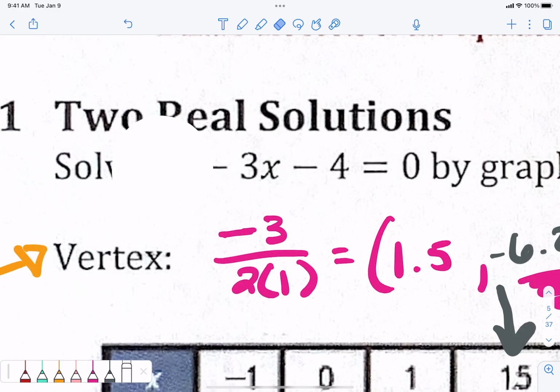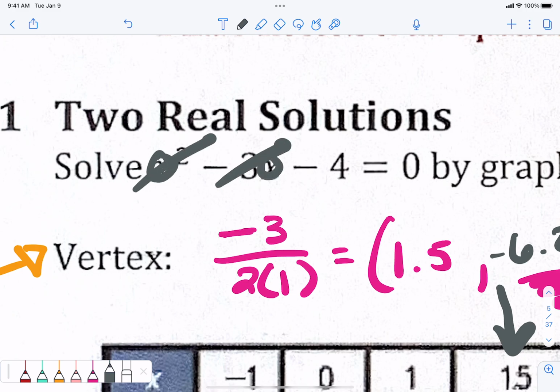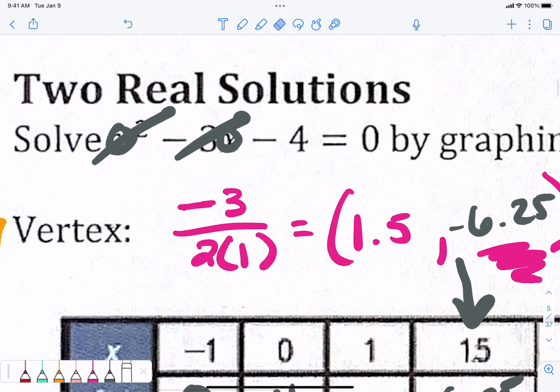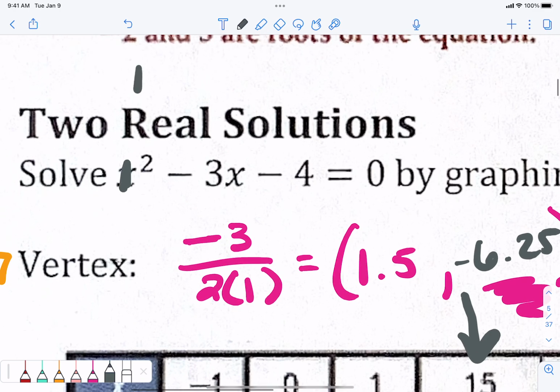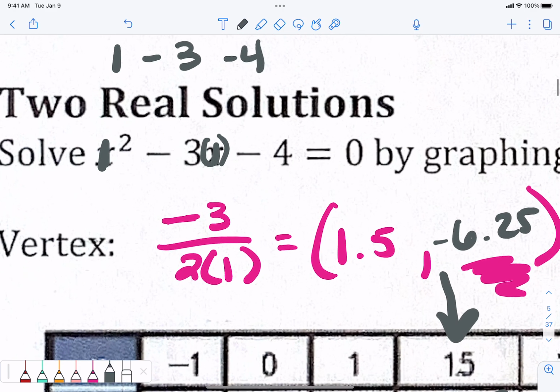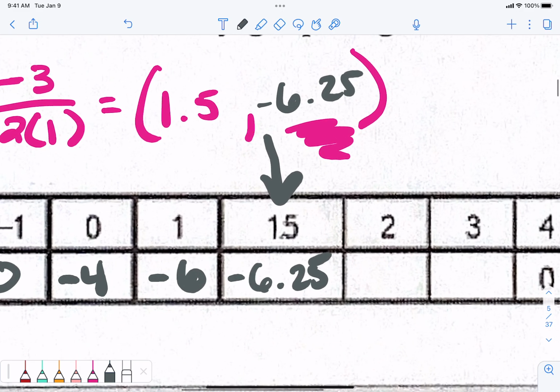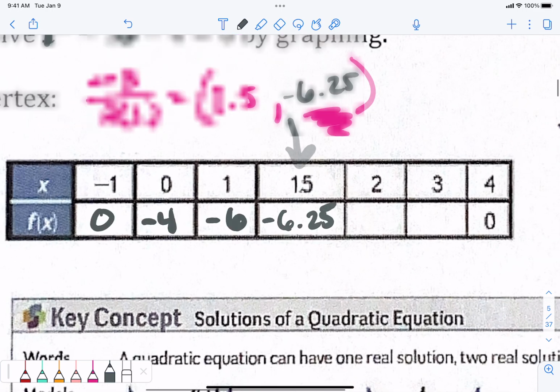If I plug 0 in, 0 squared minus 3 times 0, this goes away, this goes away. Minus 4 is all that's left. So minus 4. Next, I'm going to plug in 1. 1 squared is 1, minus 3 times 1 is 3, minus 4. 1 minus 3 minus 4 is negative 6.